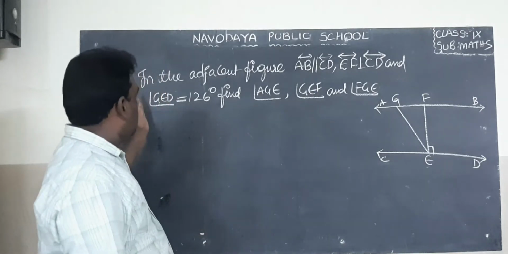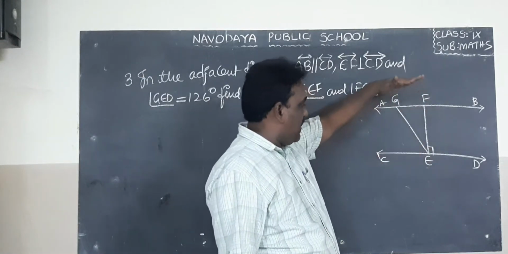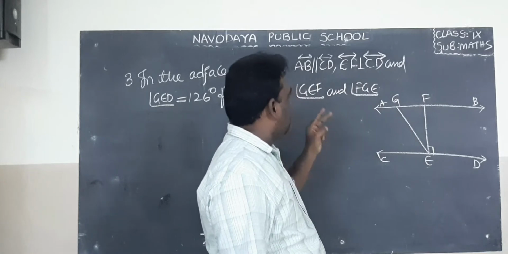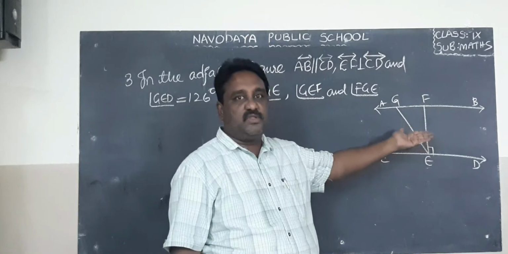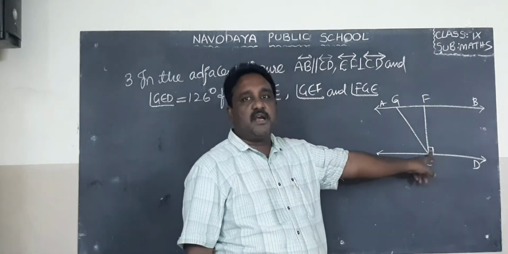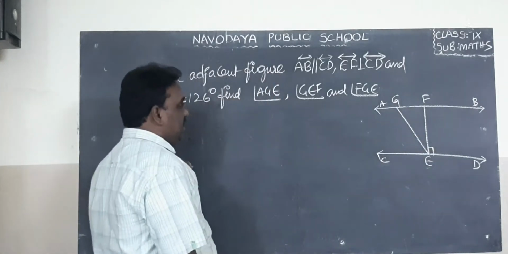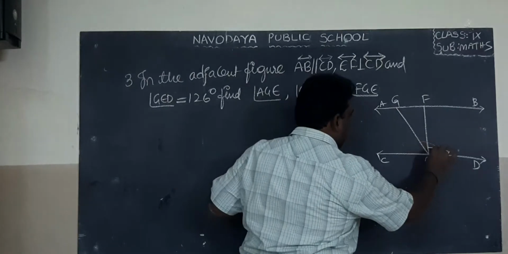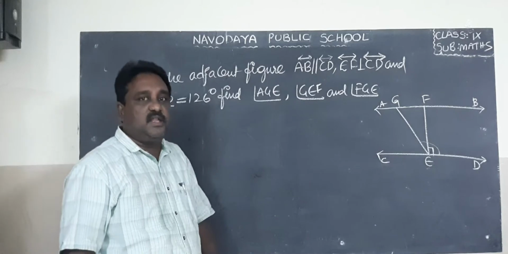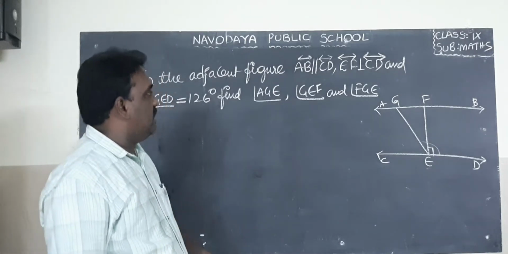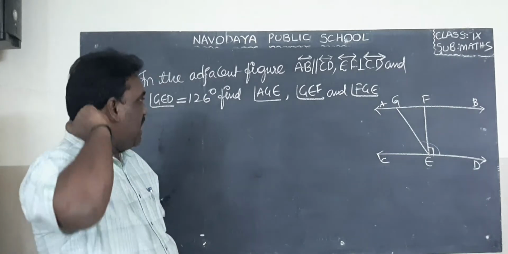Read the problem again. In the adjacent figure, AB parallel to CD, 2 lines are parallel to each other. Number 2, EF perpendicular to CD. EF is the line perpendicular to CD. It is marked with 90 degrees. It is L shape, means 90 degrees. Angle GED is total angle 126 degrees. We need to find out number 1 angle AGE, number 2 angle GEF, number 3 angle FGE.